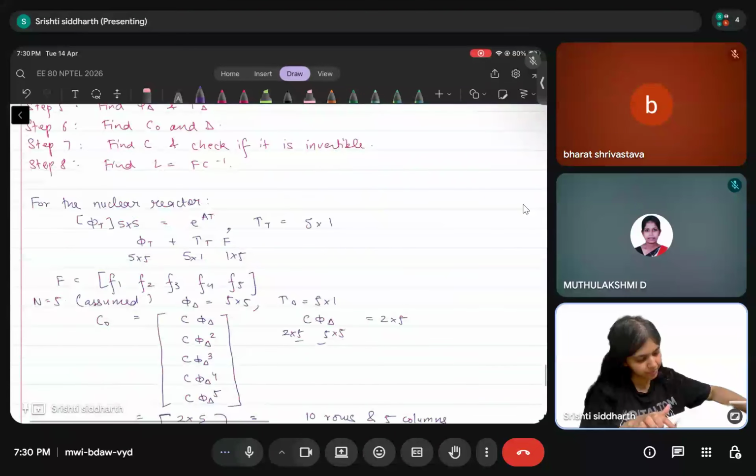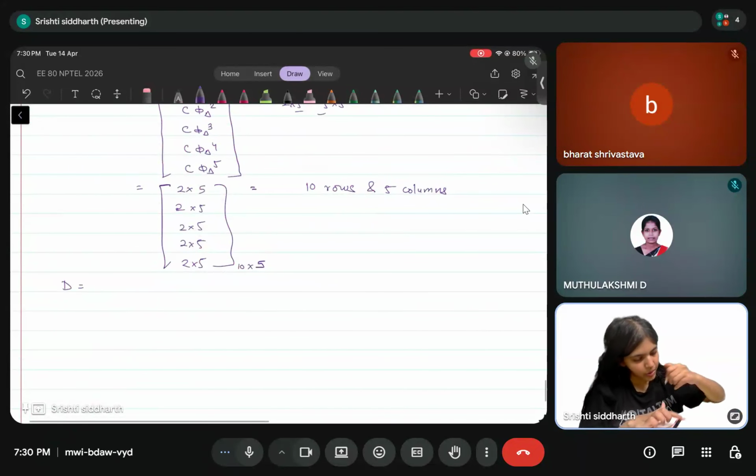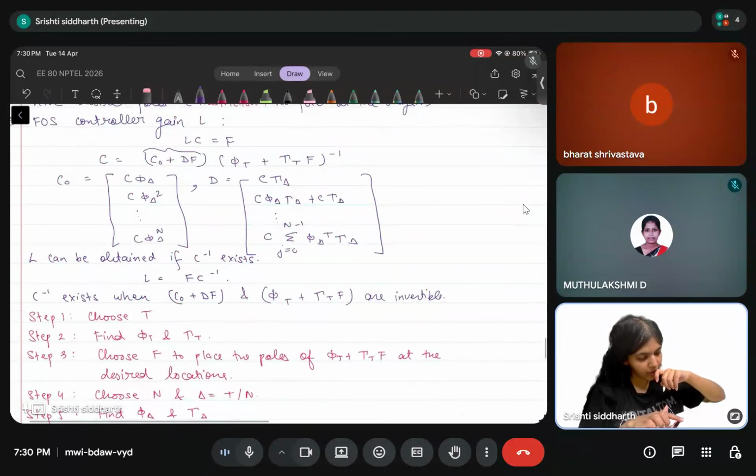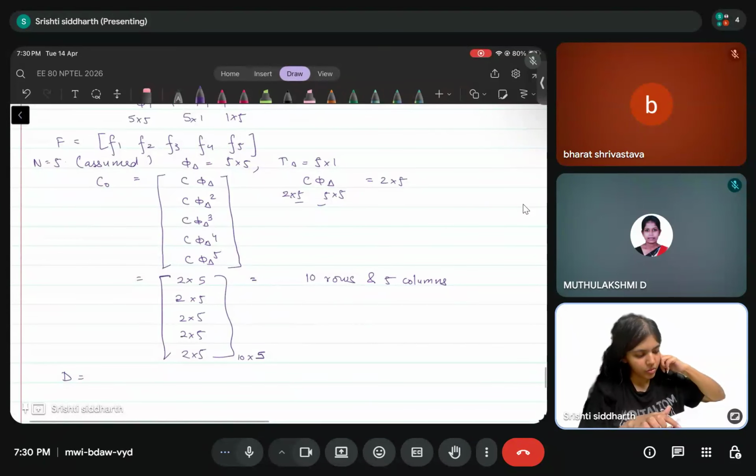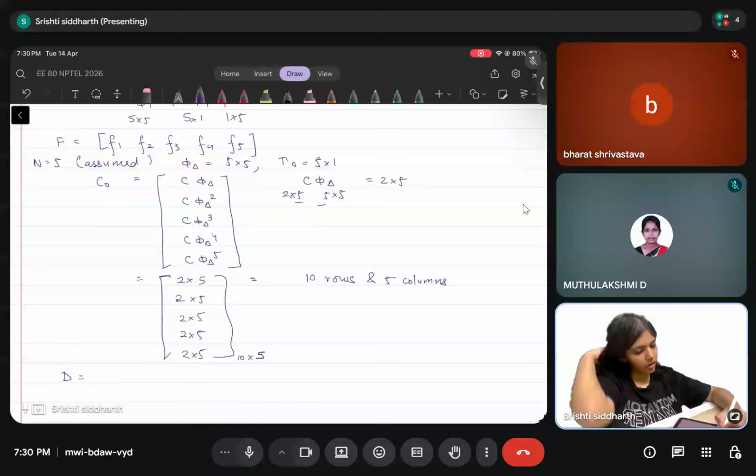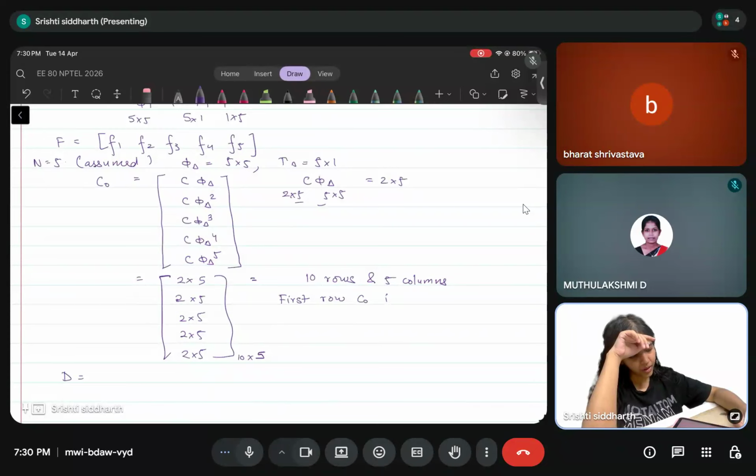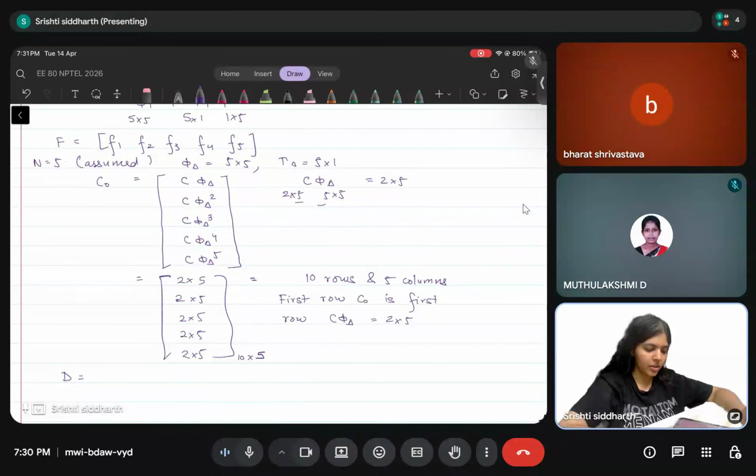Then we have D. So D is for N equals 5. We have, okay, so the first row of C0 is the first row of C phi delta. So C phi delta is 2 by 5. So the first row of C0 is the first row of C times phi delta. So you don't have to compute the whole C0 matrix to find the first row, right? This is the first row of C times phi delta.